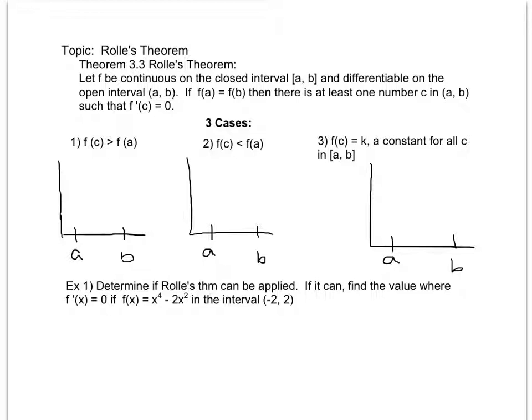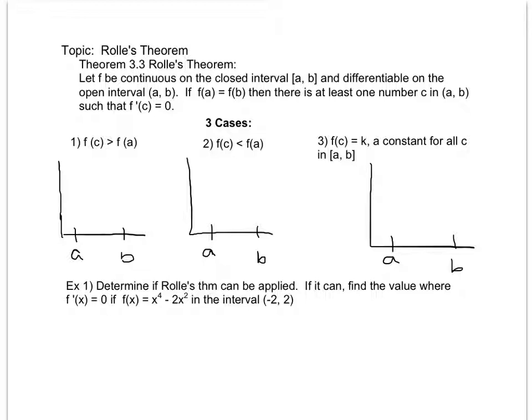It tells us that if we have a continuous function on a closed interval from a to b, and it's differentiable from a to b, then if f of a equals f of b, so my two x values a and b have a common y value, then there has to be at least one number c in between a and b where the derivative is zero. There are three specific cases that could make that happen.